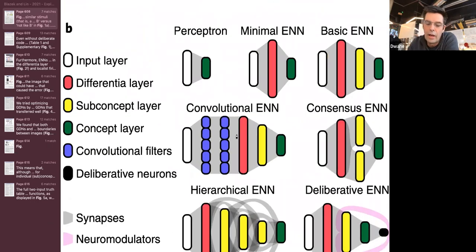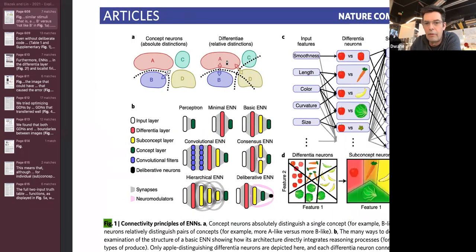In the situation of the MNIST dataset, the first one that they talk about, they have their input layers. They then have these convolutional filters. They have a differentiator layer, which, remember, is D as opposed to A. So each concept pair in turn is differentiated from each other. So we have a layer of differentiator layers. Then we have some concepts, which are learned. And then we have concept layers, and then we're out.